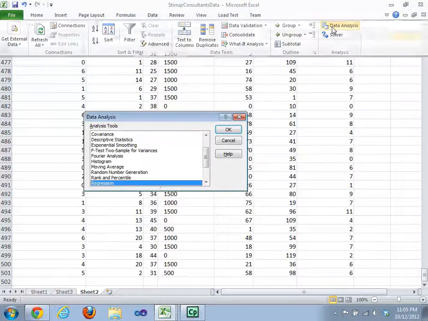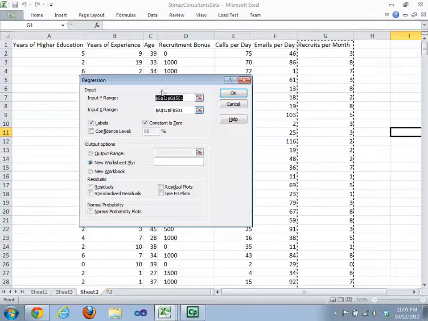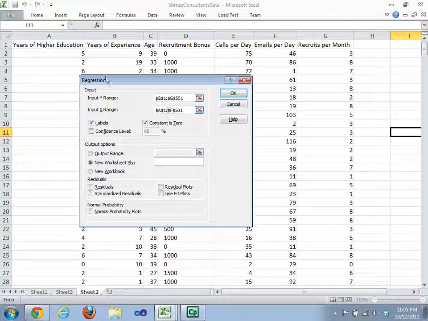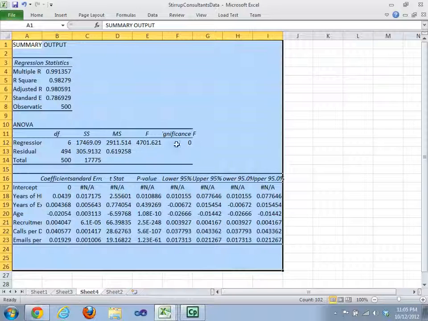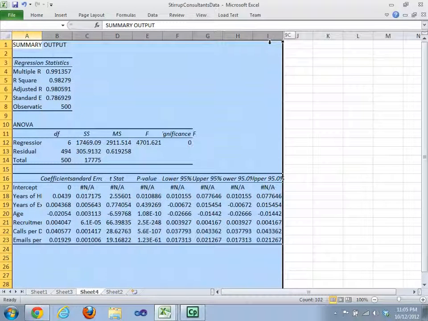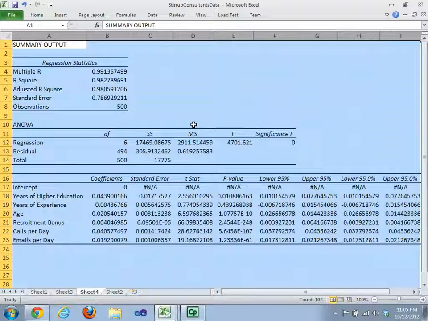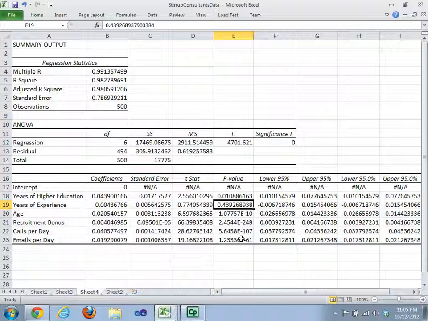So we want to go to data analysis, regression. The Y range is 1 through 501. The X range is A1 through F501. Constant is 0. We click OK. And we look at our regression. Our R squared is now 98%, which is not as good as before, but it's still very, very good. Years of experience is still too high, though everything else is really, really good.